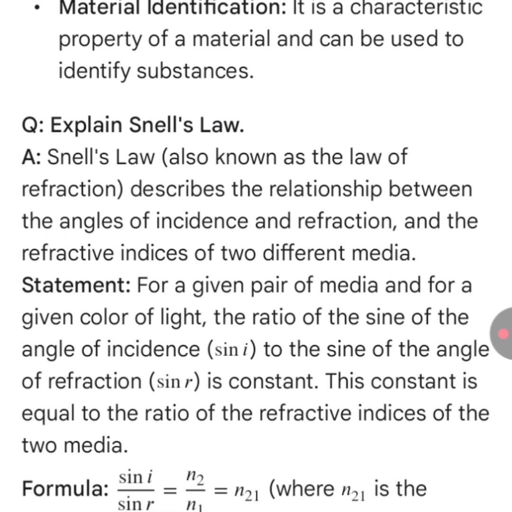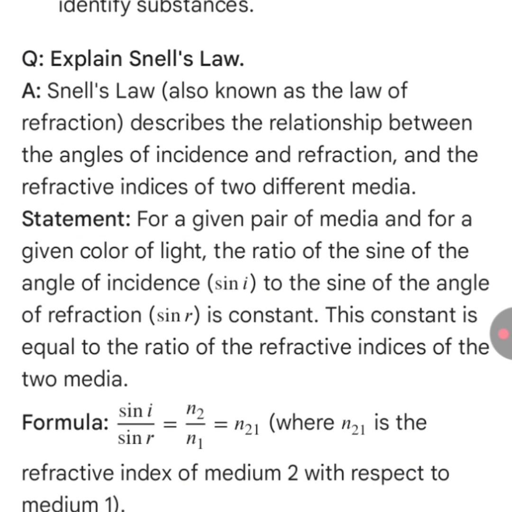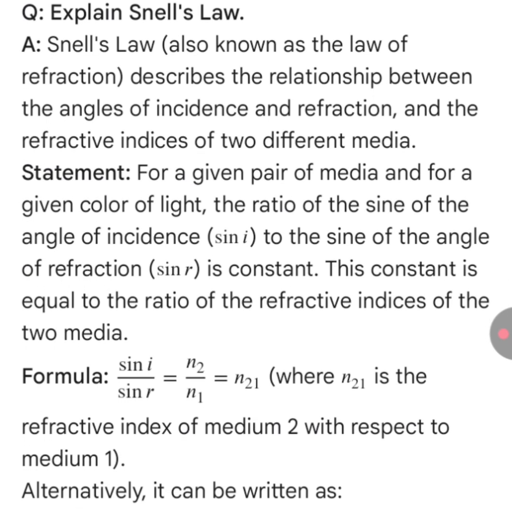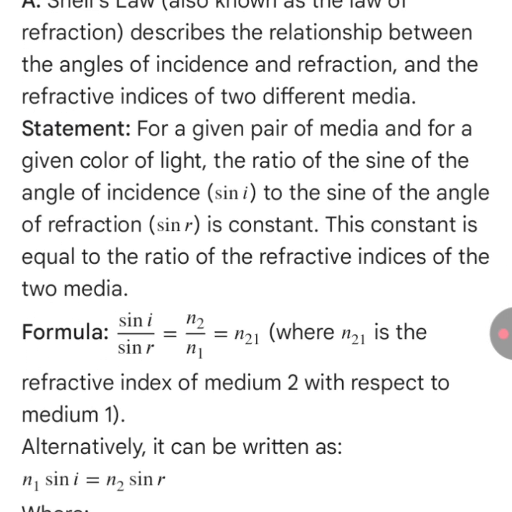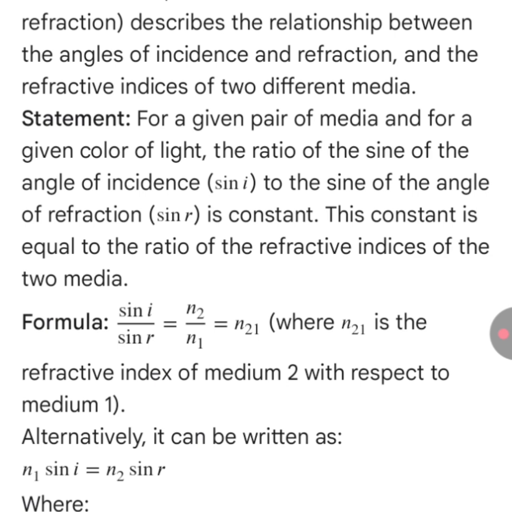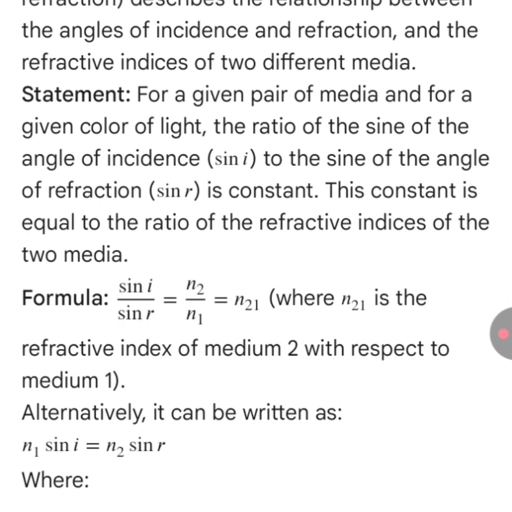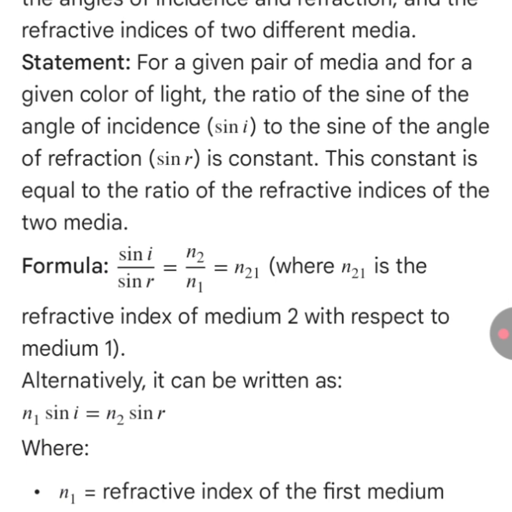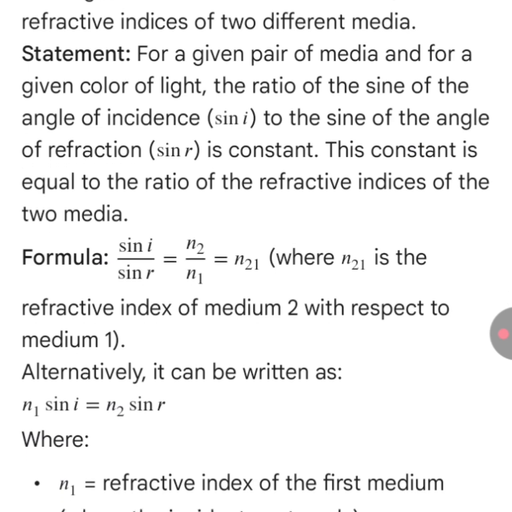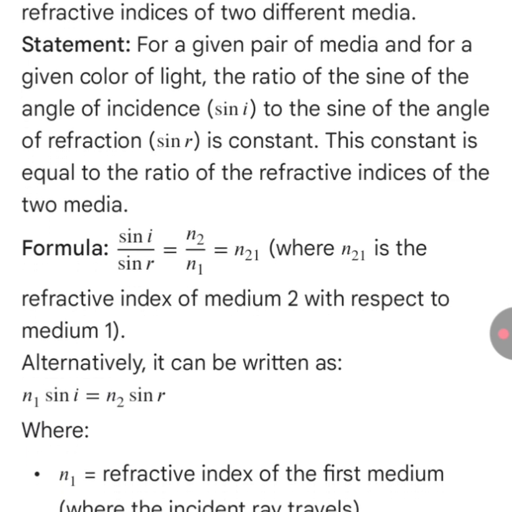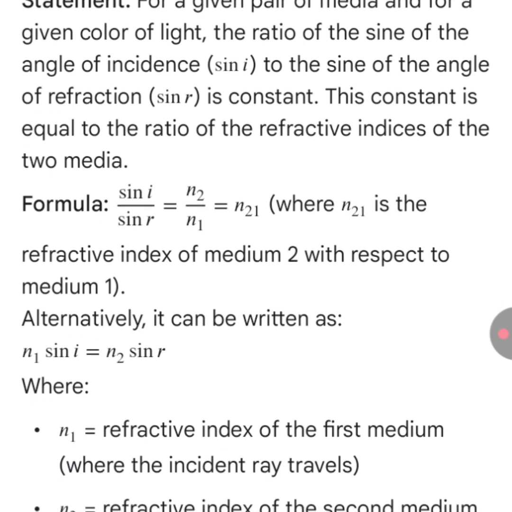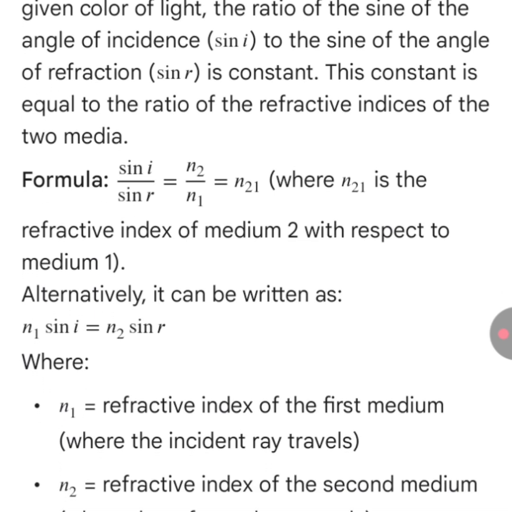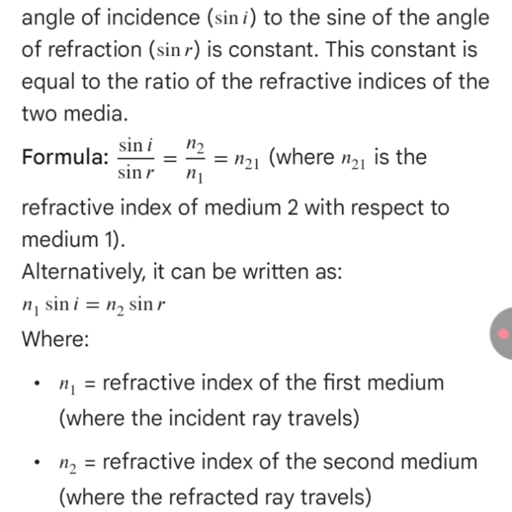Q. Explain Snell's law. A. Snell's law, also known as the law of refraction, describes the relationship between the angles of incidence and refraction and the refractive indices of two different media. Statement. For a given pair of media and for a given color of light, the ratio of the sine of the angle of incidence, sin i, to the sine of the angle of refraction, sin r, is constant. This constant is equal to the ratio of the refractive indices of the two media.